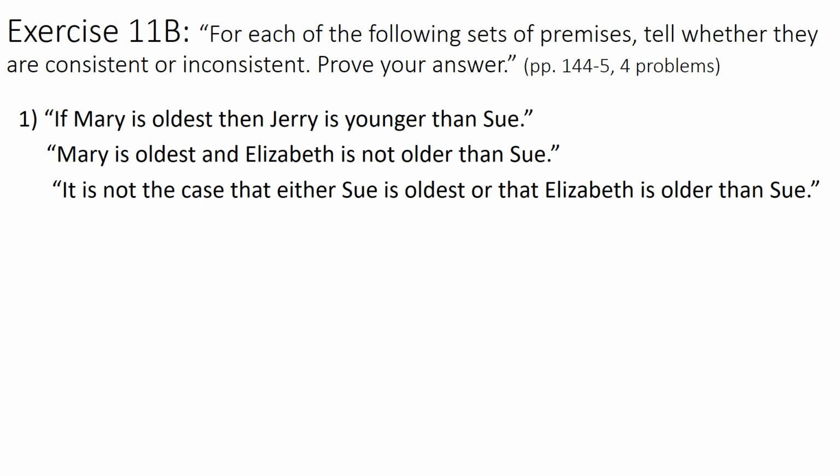Well, we can notice one thing. So we say in the third premise, it's not the case that either Sue is oldest or that Elizabeth is older than Sue. So Elizabeth is older than Sue, but we're really saying that it's not the case. And we're also saying Sue is oldest is not the case because we have this not. So we're negating that disjunction. So if we're saying Elizabeth is not older than Sue, this is consistent with this conjunction. Elizabeth is not older than Sue. So this does seem to be a consistent set of premises.